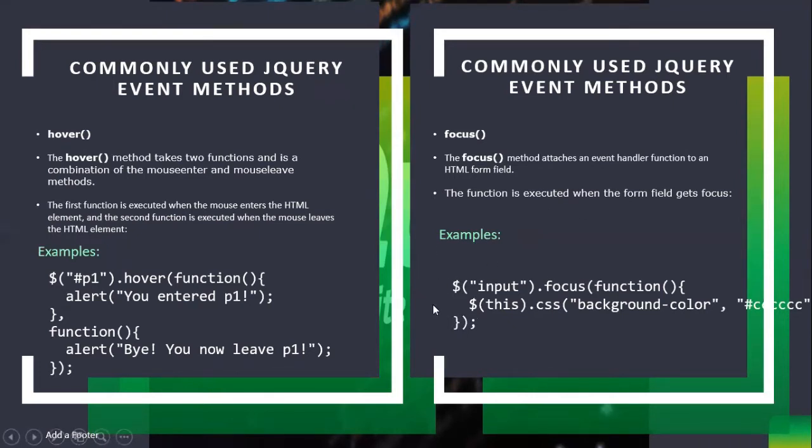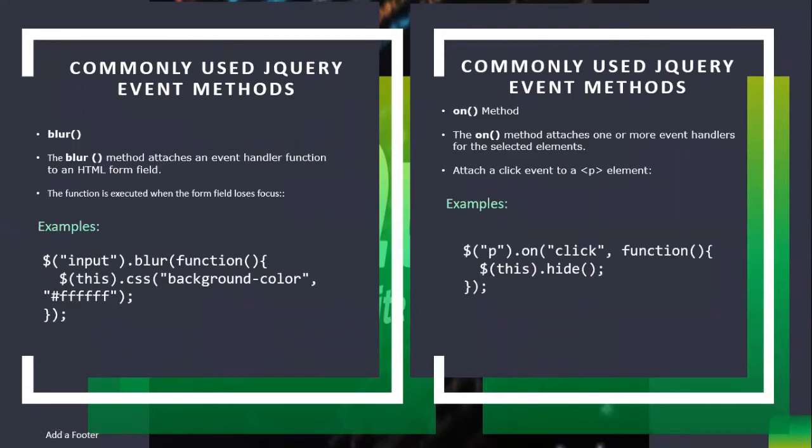So here is a particular example. This function uses .css background color. This is an input in the HTML tag, and on focus, when we focus on the input we made, the background color changes from CCC to yellow. Sorry.